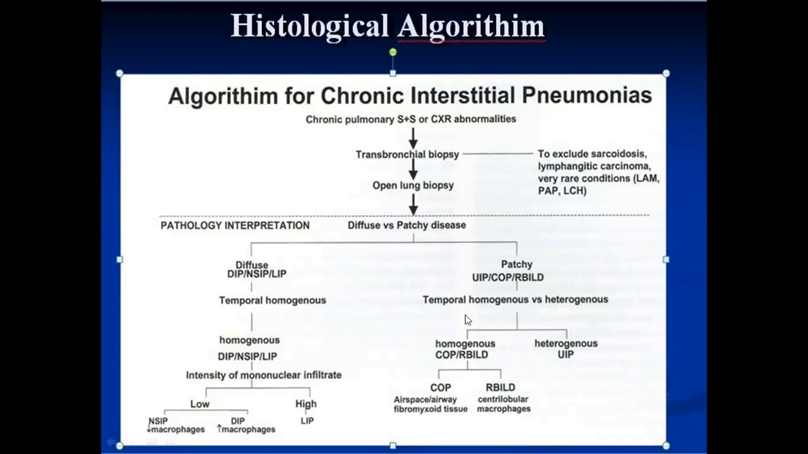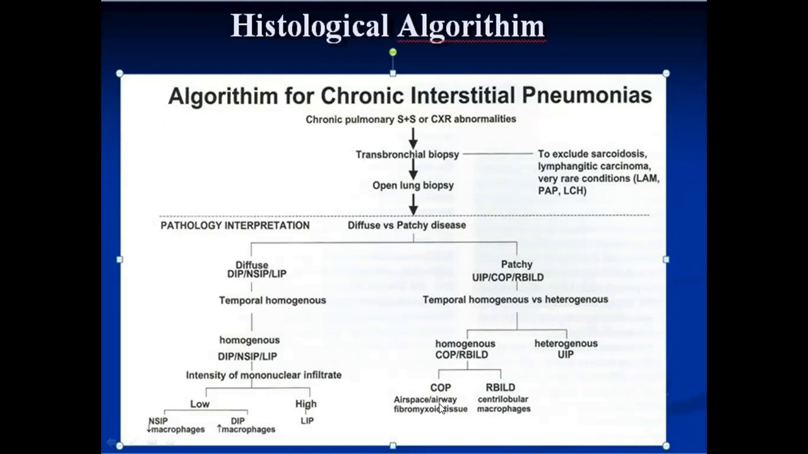Once we have a patchy lesion, then we have to look for temporal homogeneity versus heterogeneity. Homogeneity means the lesion is evolving in the same stage. Heterogeneity means the lesion is present in different stages. If the lesion is present in a homogeneous manner, then our two remaining differentials are COP or RBILD. If the airspaces are filled with fibromyxoid tissue, most likely we are dealing with organizing pneumonia. If the airspaces are mostly filled with pigmented macrophages, then most likely we are dealing with RBILD.